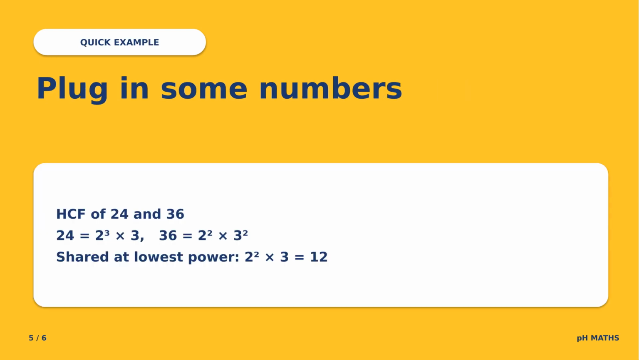Quick example. Highest common factor of 24 and 36. Well, 24 equals 2 cubed times 3. 36 equals 2 squared times 3 squared. Shared primes, 2 and 3. Lowest powers, 2 squared and 3 to the 1. So the highest common factor equals 4 times 3 equals 12. Done in 3 lines.